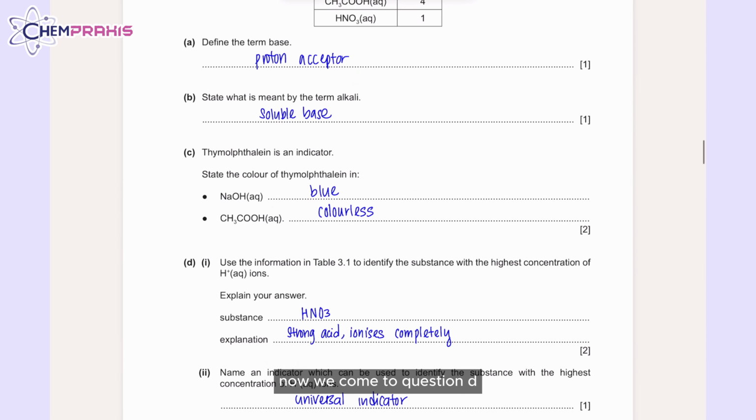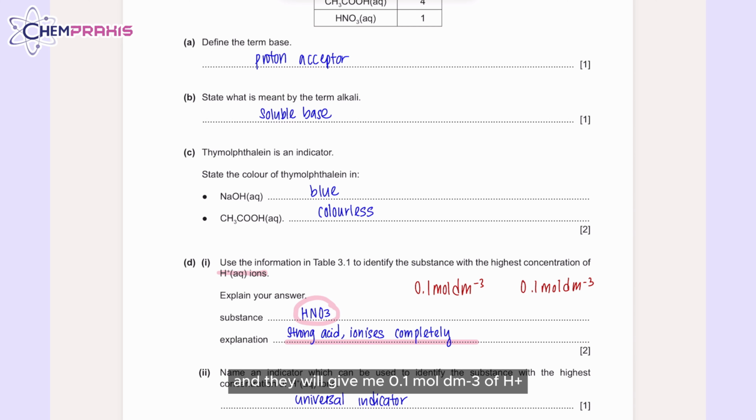Now we come to question D. Use the information in table 3.1 to identify the substance with the highest concentration of H+ ion. Explain your answer. Usually for the highest concentration of H+ ion, we will choose a strong acid, because a strong acid will ionize completely. That means if let's say I have 0.1 mol per dm³ of nitric acid, it will fully ionize and give me 0.1 mol per dm³ of H+ ion as well.